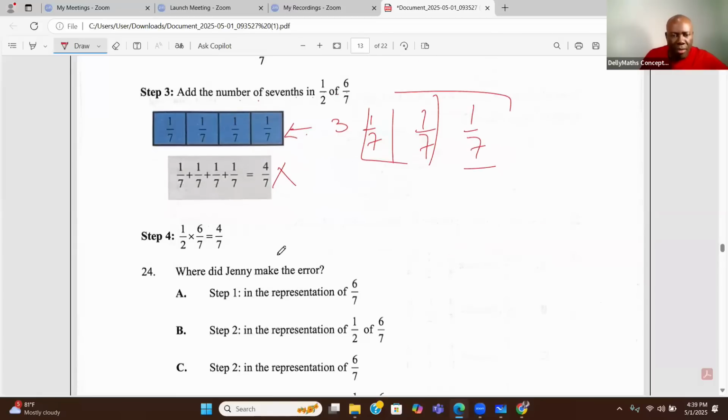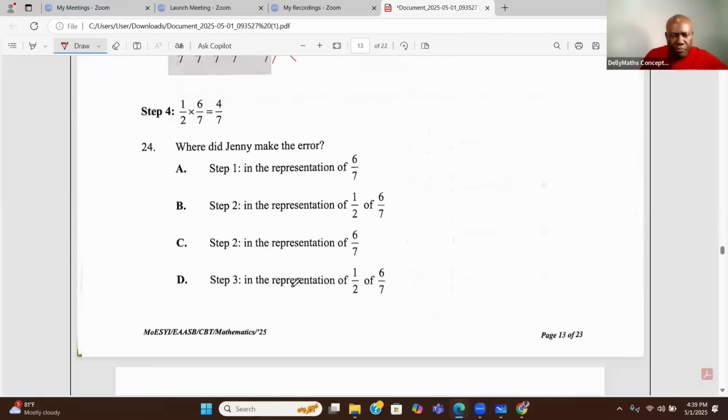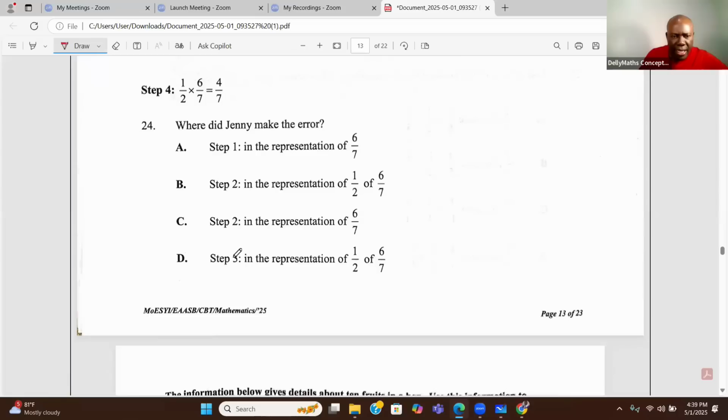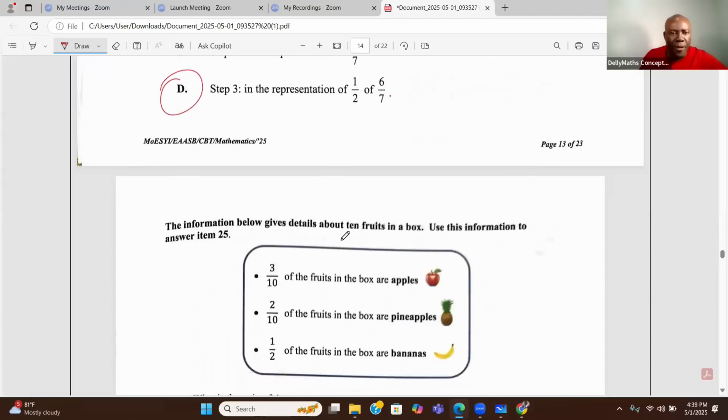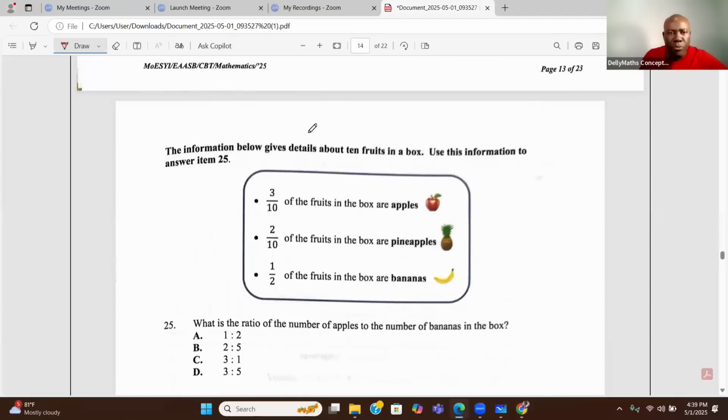Then where did Jenny make the mistake? Step 3. Jenny made the mistake in step 3, in the representation of a half of 6/7, because as you could see, this is 4/7, and this is not a half of 6/7. All right. So it was badly represented at step 3. Let's jump into this one.